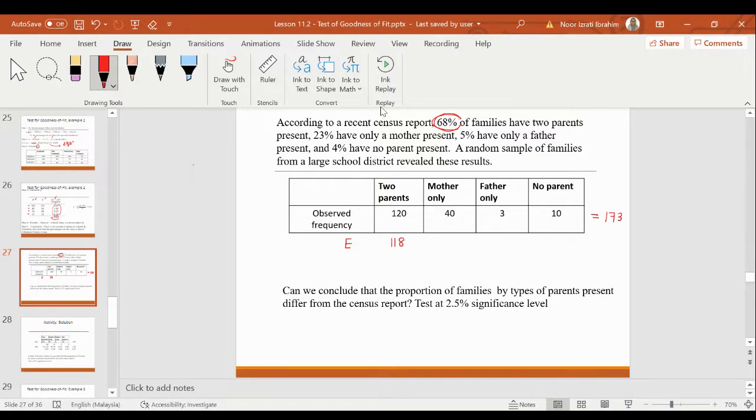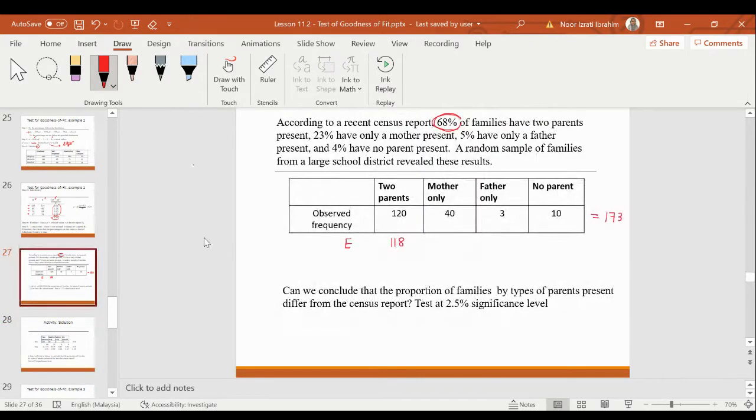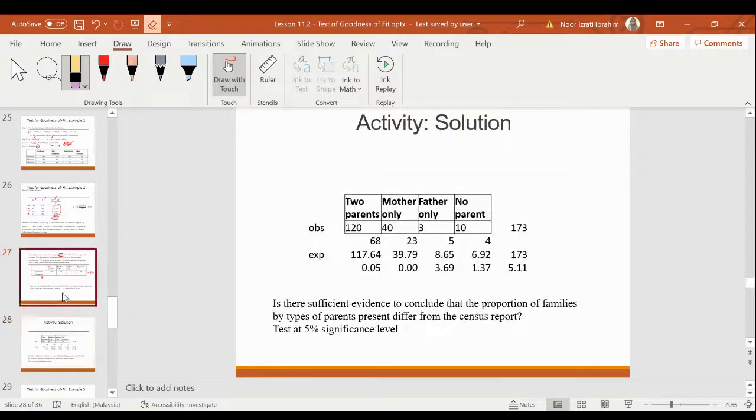Okay, 23%. Hold on, let me just follow. Okay, I think I will just follow what is given, to make it tally with the questions. Hold on. Alright. Okay, let us just not waste time, let's just go through this.